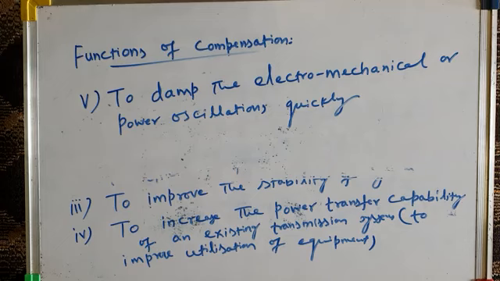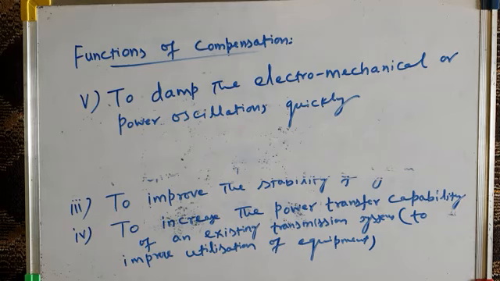Then to reduce power loss and increase the efficiency of transmission. When you are compensating an uncompensated transmission line through a compensator, the reactive component of current carried by the transmission line, Ix, decreases, so that decreases I square R loss, and therefore increases the efficiency of transmission. Third function of compensation is to improve the stability of the system.